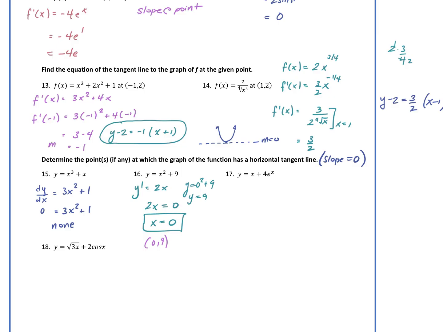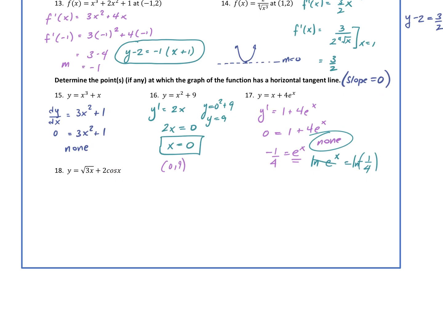For number 17, we're going to find the slope. Y prime, we get 1 plus 4e to the x. We set that equal to 0. We're going to have the same issue here. You get negative 1 over 4 equals e to the x. Remember, e to the x can never be negative. It's an exponential function. We would say none. You could take the ln of both sides. Let's say you didn't recognize that, and you went to ln this side. Cancels ln of this side. We can't take the ln of a negative number either way.